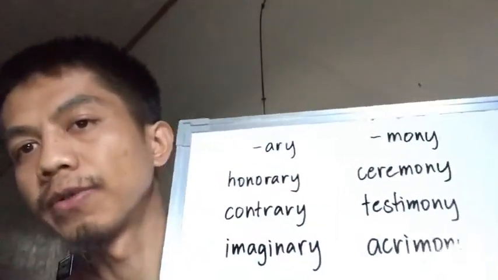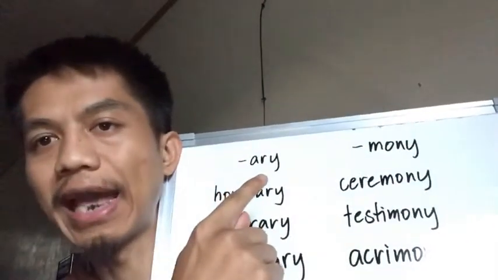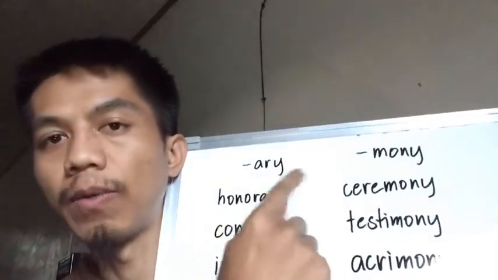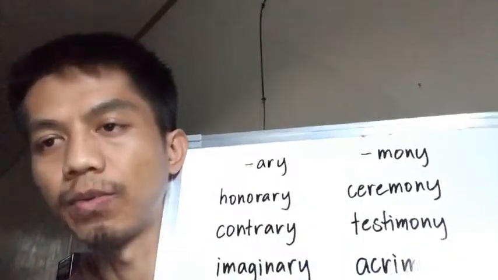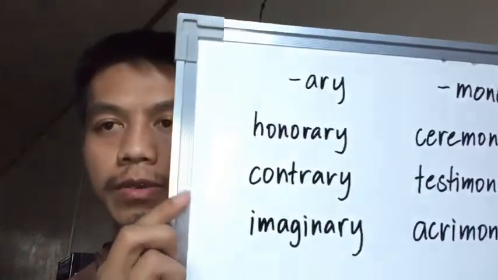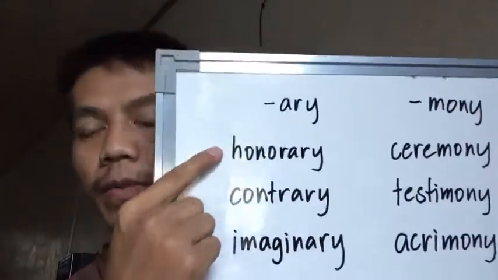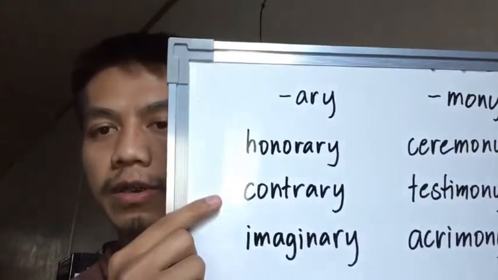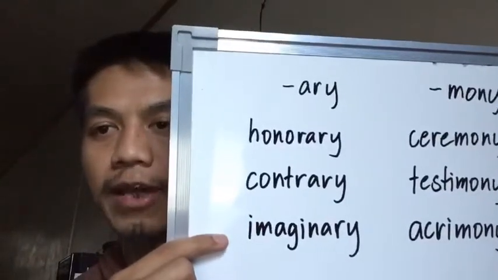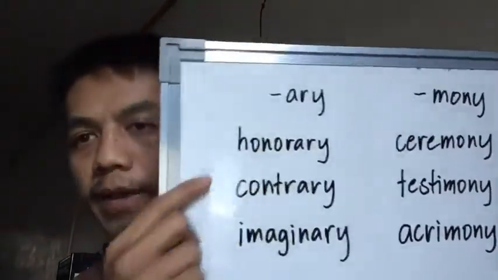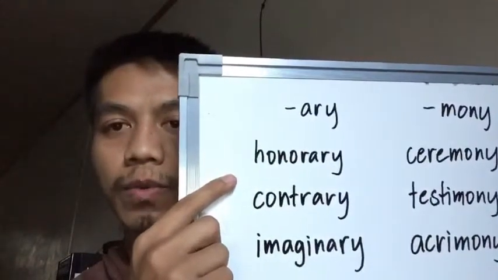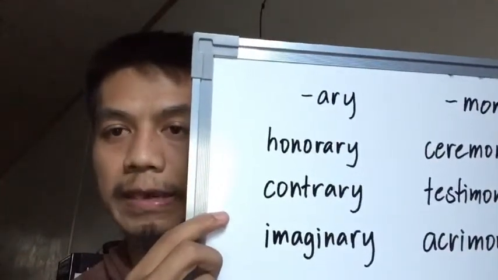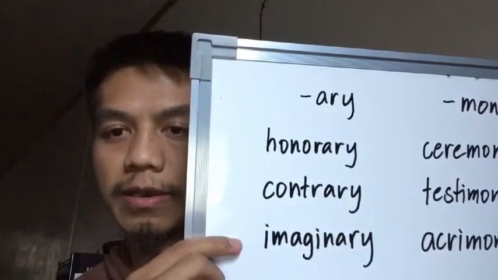All right. So the next two stress patterns that we would discuss are regarding words which end in ary and mony, like these words. Okay, so let's get to the pronunciation of these words. Americans would pronounce these words as honorary, contrary, and imaginary. And British people would usually pronounce these words as honorary, contrary, and imaginary.